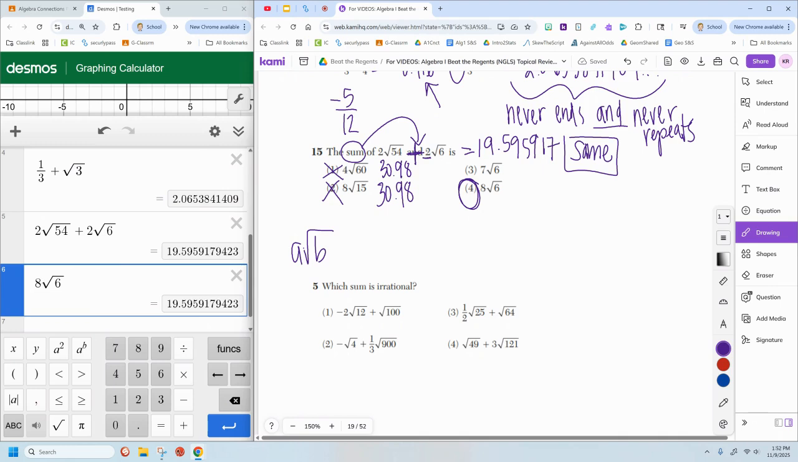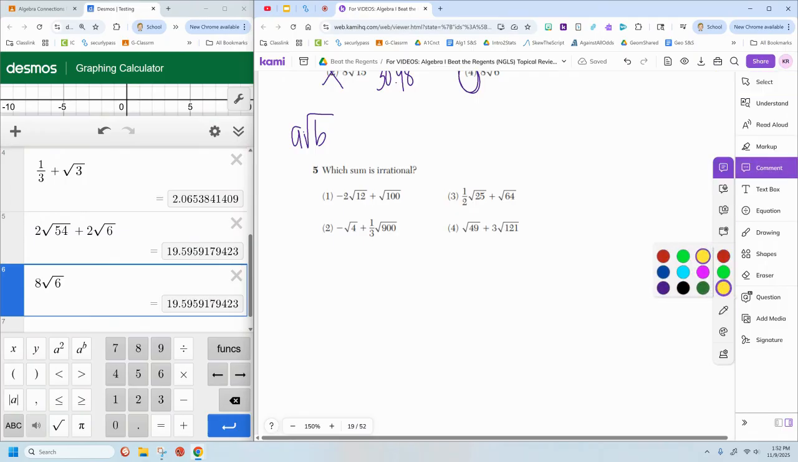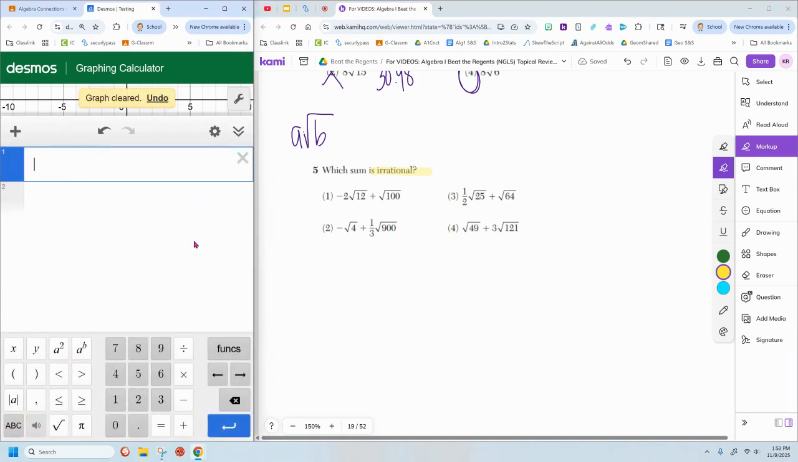It's 8 radical 6. And then our last one is which sum is irrational. So once again, this is very much the same as the first type of question. Which one of these is not like the other? We're going to try all 4 of them and see what we get. The thing you want to make sure you do is that you arrow out and don't put too much under one radical symbol. So I'm going to hit delete, and I'm going to ask you to pause and find the answer, and then you can confirm your answer.